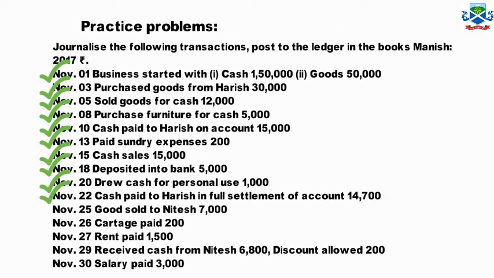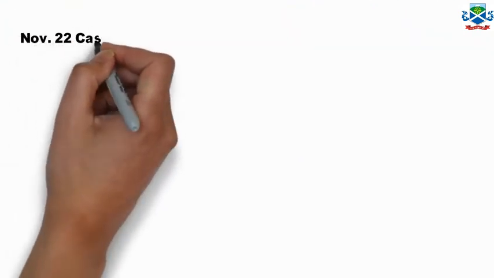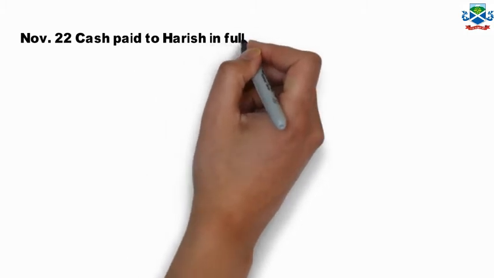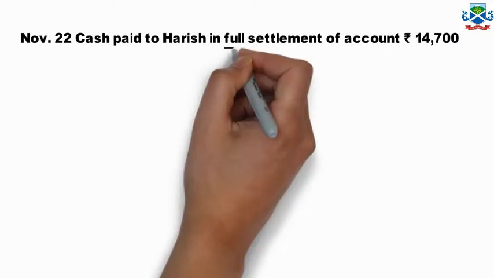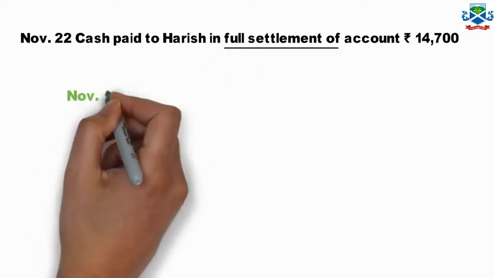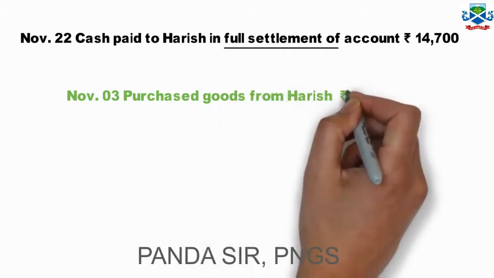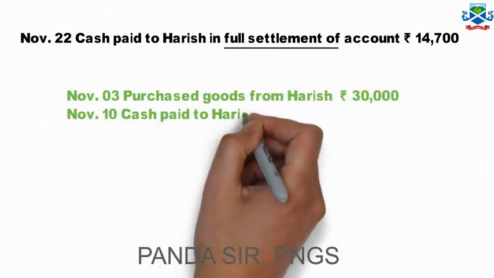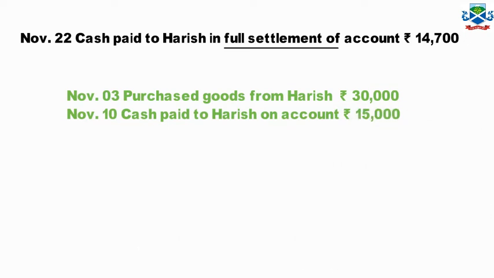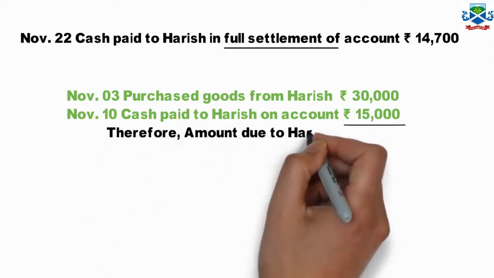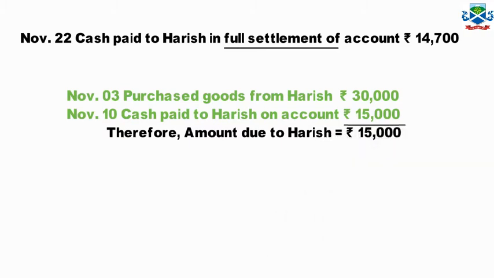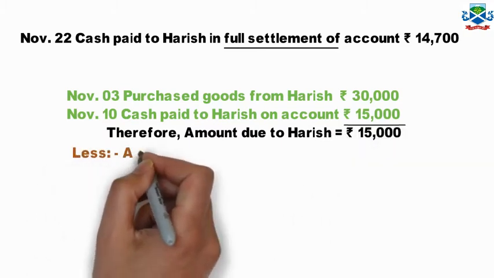Next one, cash paid to Harish in full settlement of the account 14,700. You have to learn carefully how the full settlement wording is accounted for. In full settlement, you have to look at the previous transactions. On November 3rd, goods purchased from Harish 30,000, and on November 10 you paid 15,000 to Harish. So the amount due to Harish is 15,000. After purchasing 30,000 and paying 15,000, the leftover money is 15,000.